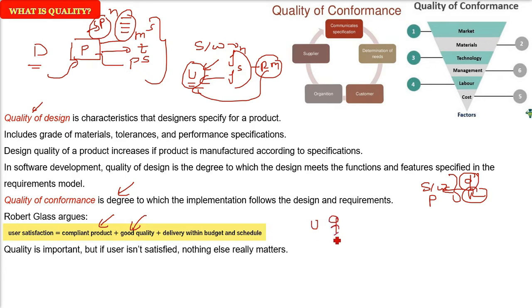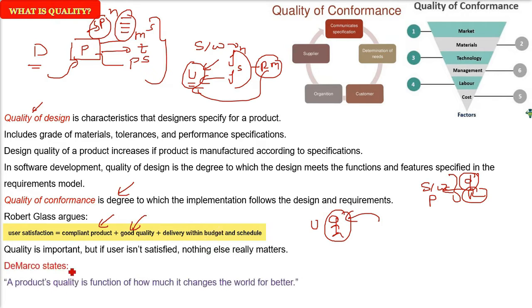But if the user is satisfied, he is happy, he is delighted, nothing else matters. Whether it be software, whether it be any other product. The user is satisfied, the product is good. DeMarco states this product quality is a function.